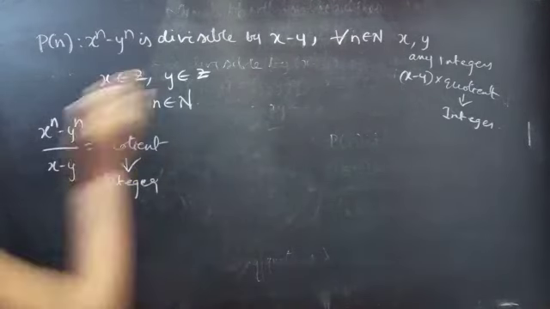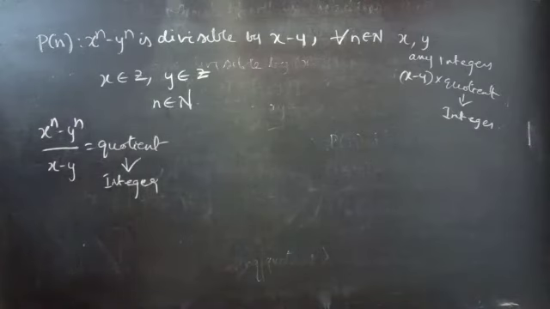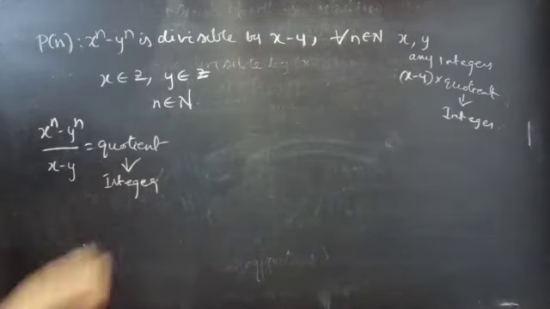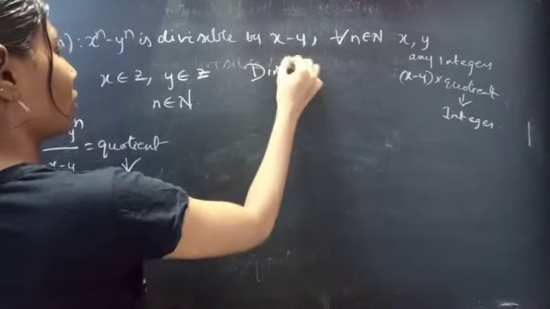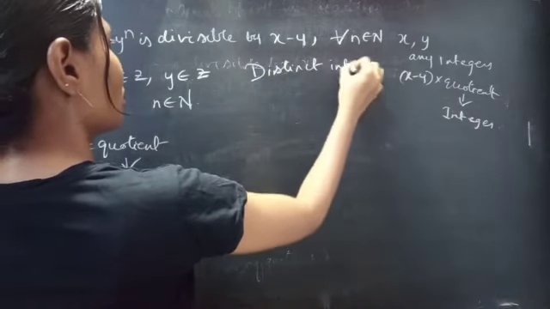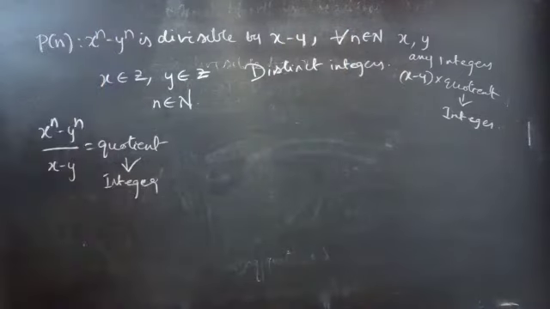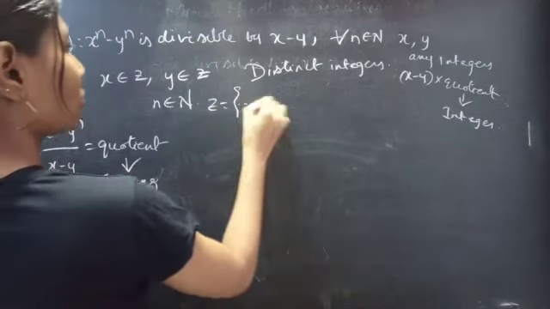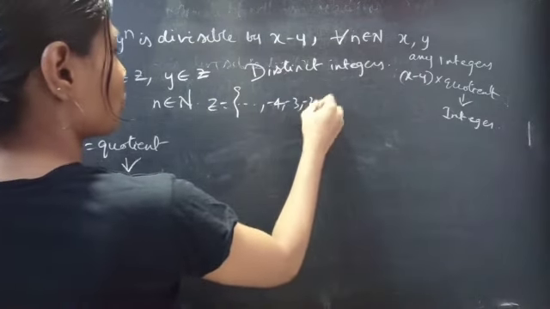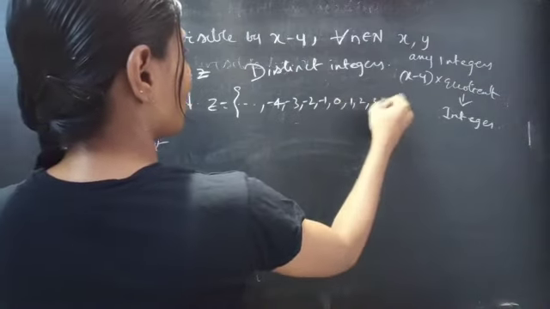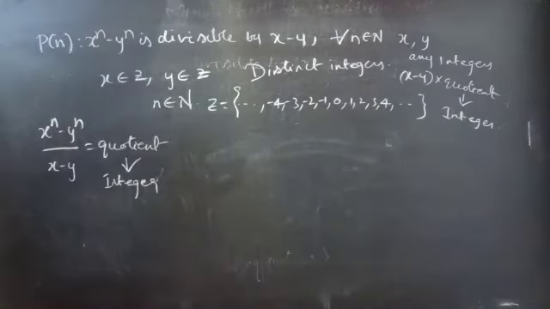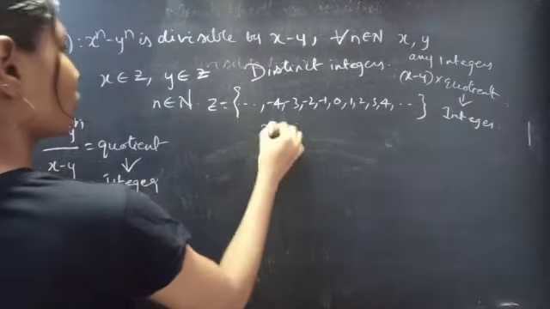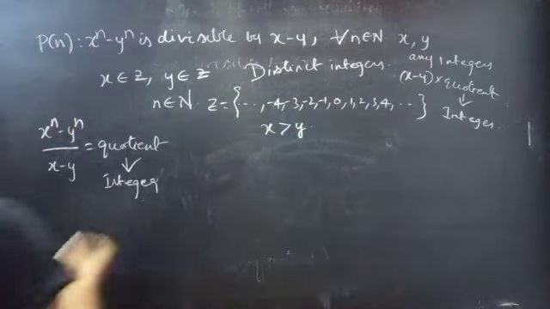Let's choose integers x and y. We'll choose distinct integers. Distinct integers is nothing but x is not equal to y; x is different and y is different, otherwise we have the set of integers, right?